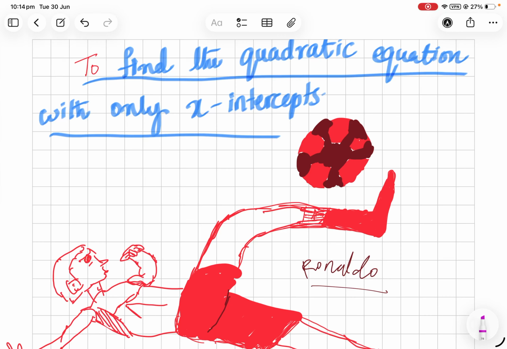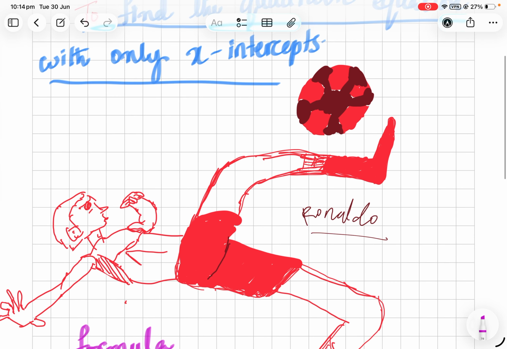Hello everyone, in this video we are going to do something quite interesting. We are going to make use of x-intercepts from the information that is provided to us and create a quadratic equation. Now there is a formula that you can memorize. By the way, we are again going to use soccer as the real world example and apply this formula.